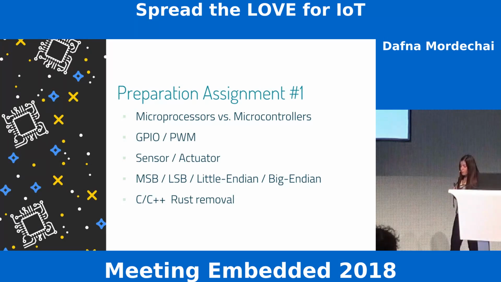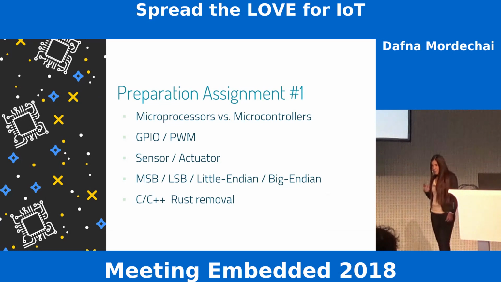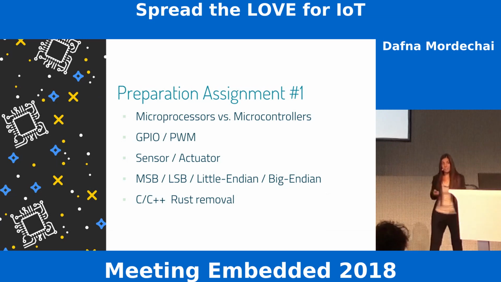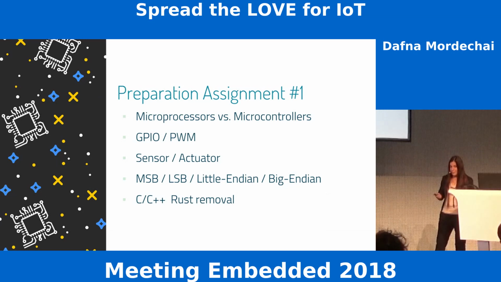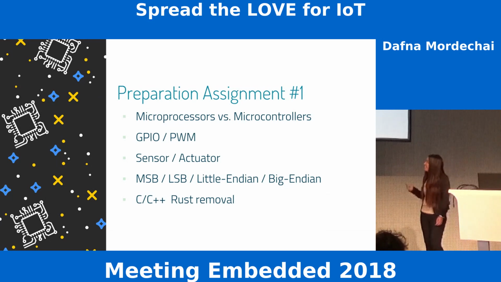First I sent them home to go over some basic terminology, like what's the difference between microprocessors and microcontrollers, what is GPIO or PWM, and what are sensors and actuators. I also gave them a few things to learn about MSB, LSB, little endian, big endian, and a 5-10 minute exercise. I also sent them a C++ guide for rust removal, because all of them are engineers, they know C and C++, but some of them may have been coding for the past few years in some other high-level language. So I wanted them to come when they had already done some rust removal.